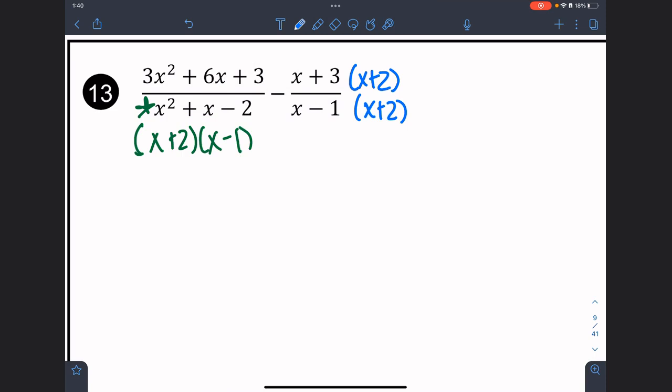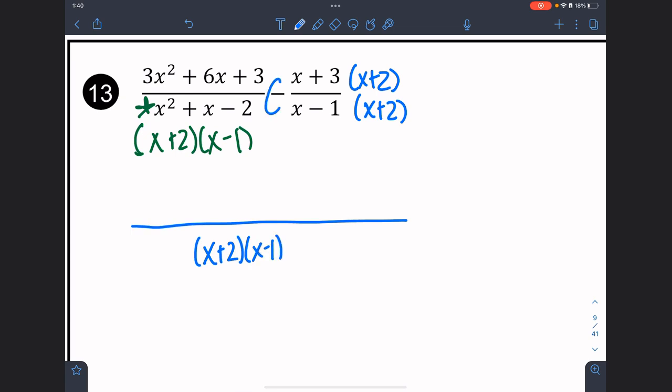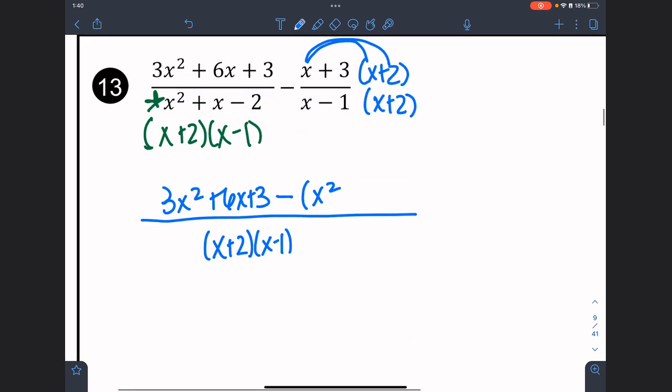Okay, so I'm going to put this still all over one fraction, but I'm going to write this very carefully, again, paying attention to the minus sign here. So I have 3x squared plus 6x plus 3. That fraction has not changed. Minus all of this stuff that I'm about to distribute, okay? X times x is x squared. X times 2 is 2x. 3 times x is 3x.